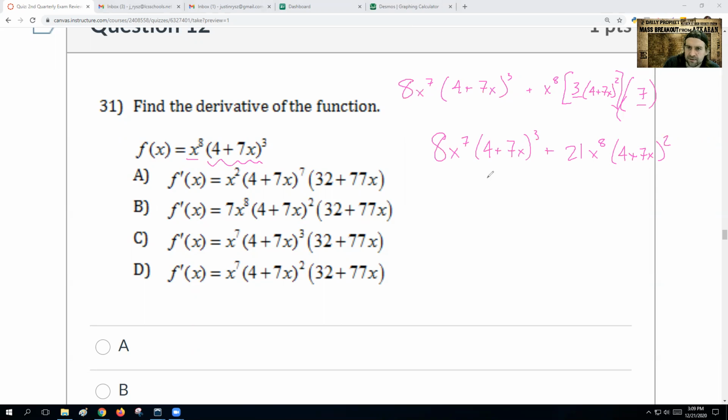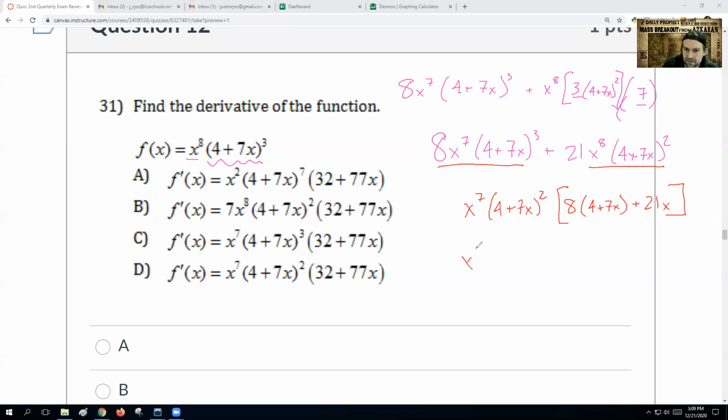Oh, geez. So what do all these have in common? Well, we can factor out an x to the 7th, right? And a 4 plus 7x squared. That's what all of these have in common. All right, so what's left over here? We would have just the 8 times the 4 plus 7x, one of them left over. And then here, that goes away. We would have 21x. That'd be it.